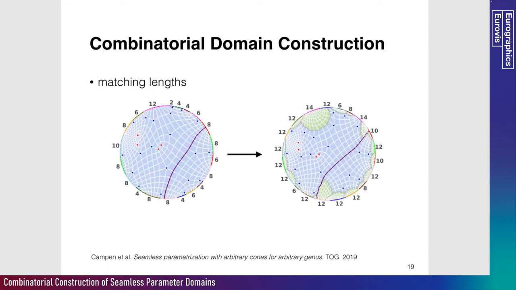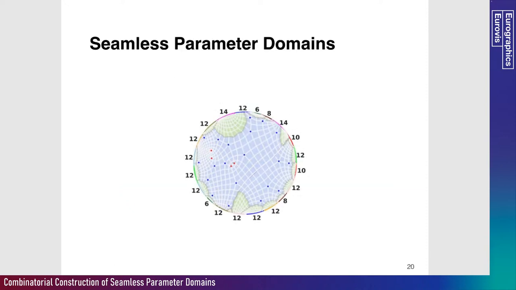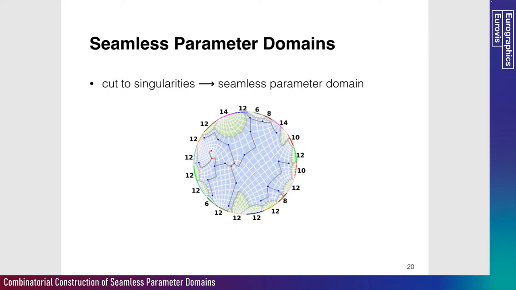After that, all pairs of sides have the same length. For instance, here, the two right sides now both have 10 quads. Now we only need to cut from the boundary to the singularities, and we finally have the parameter domain, which by construction is seamless and exhibits exactly the prescribed cones. And that is it, essentially.